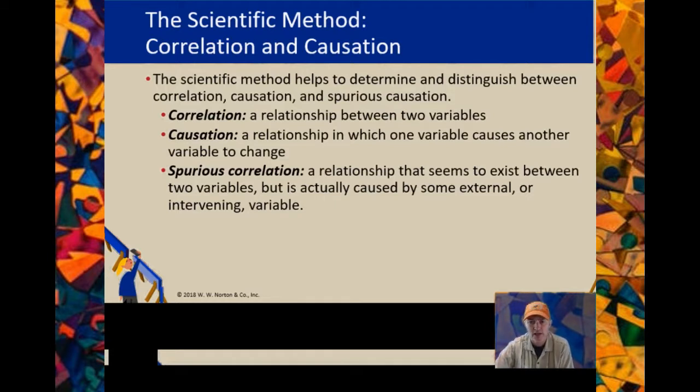So of course, that brings us to correlation and causation. These are important distinctions within the scientific knowledge production process. A correlation is a relationship between two variables. Causation is a relationship in which one variable causes another variable to change. And a spurious correlation is a relationship that seems to exist between two variables, but is actually caused by some external or intervening variable. The scientific method helps us determine and distinguish between correlation, causation, and spurious causation, because what we're seeing might not be what's actually going on.